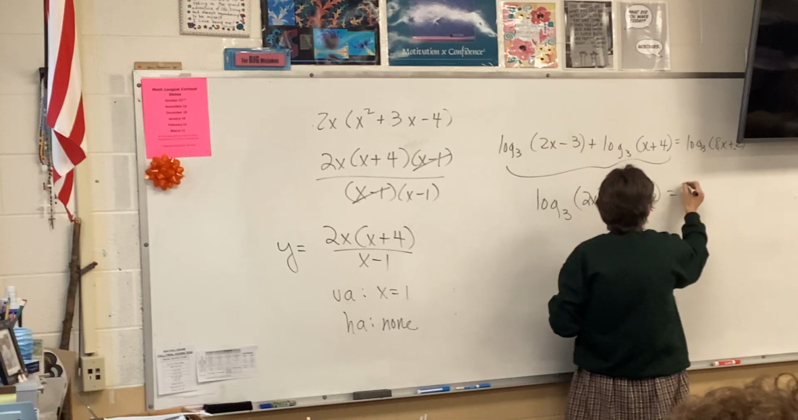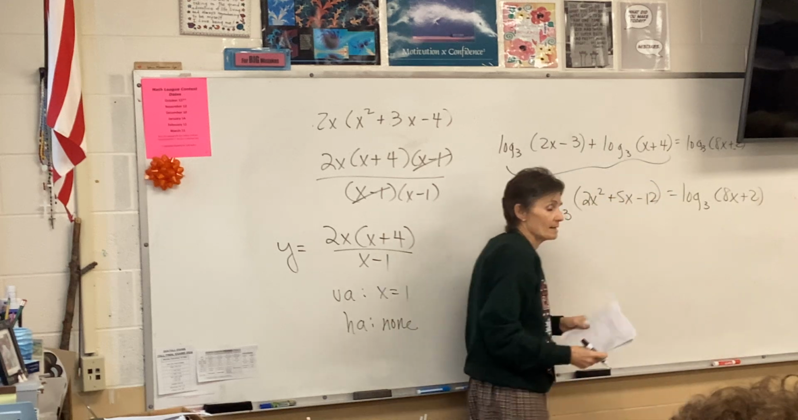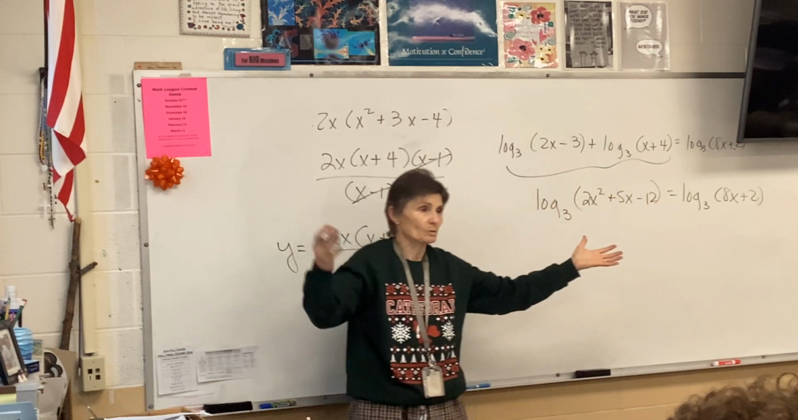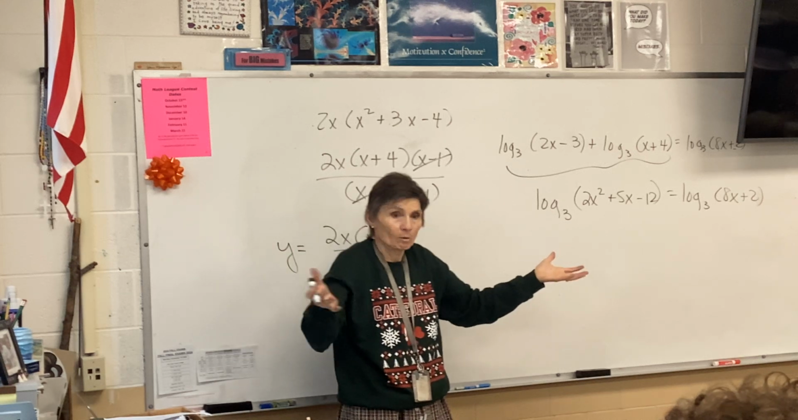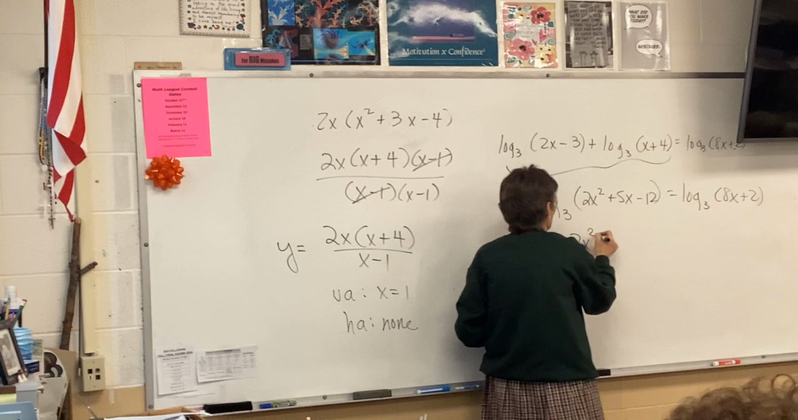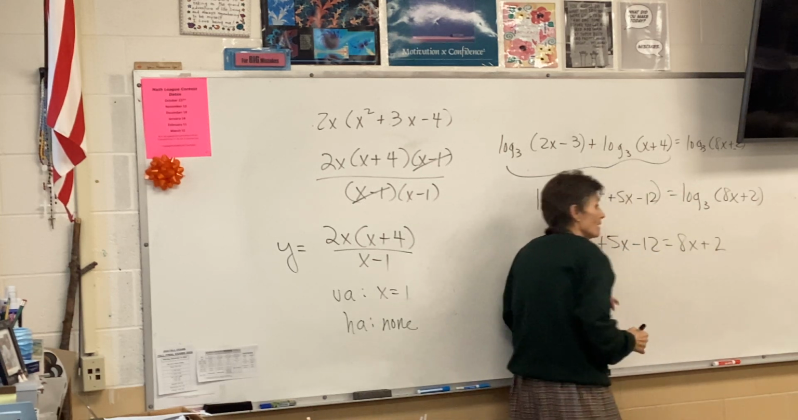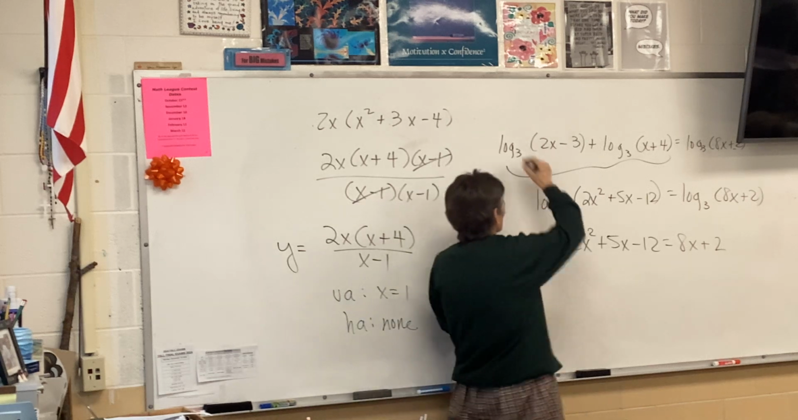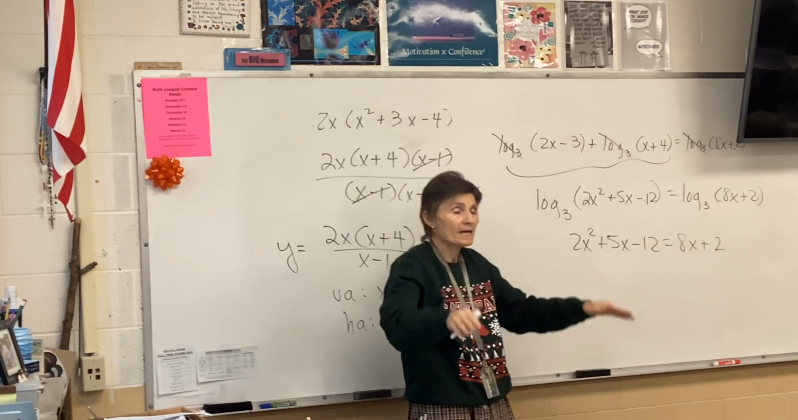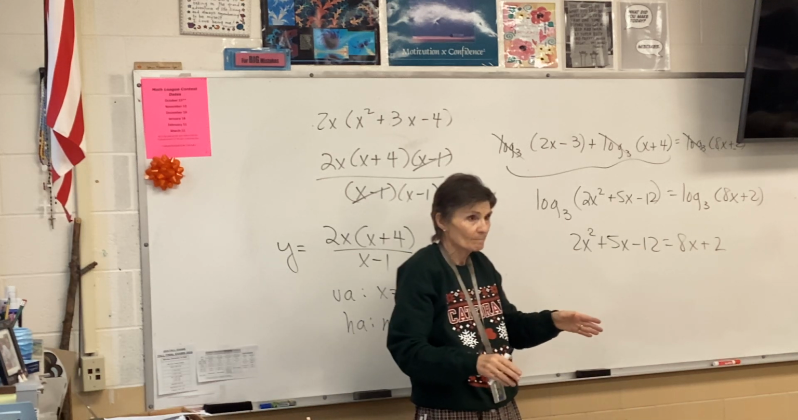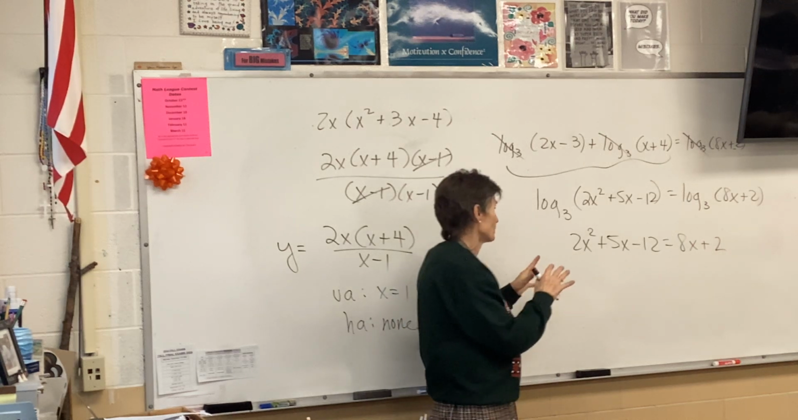And then it becomes an easy problem at that point. Because if the log of my right hand equals the log of my left hand, then my right hand has to equal my left hand. So 2x squared plus 5x minus 12 equals 8x plus 2. There will be people who try to do this from the beginning. No, you can't get rid of the logarithms until it's log equals log. Then you can drop them out.